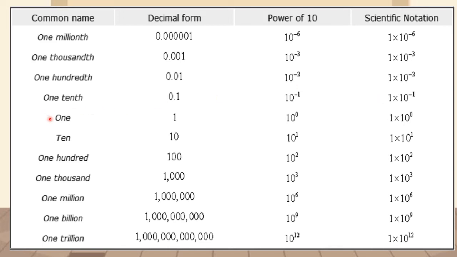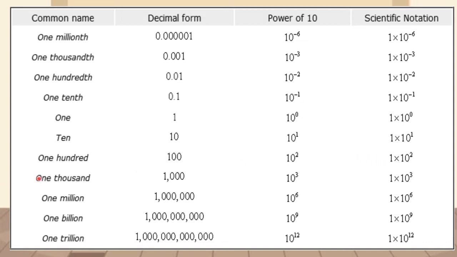For 1, its decimal form is 1 and its power of 10 is 10 raised to 0 while its scientific notation is 1 times 10 raised to 0. For 10, its decimal form is 10, its power of 10 is 10 raised to 1, and its scientific notation is 1 times 10 raised to 1. For 100, its decimal form is 100, and power of 10 is 10 raised to 2, while its scientific notation is 1 times 10 raised to 2.